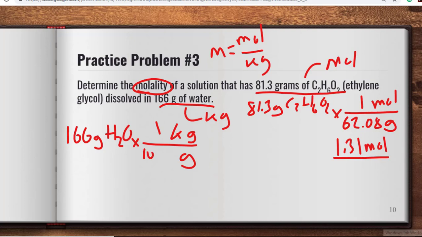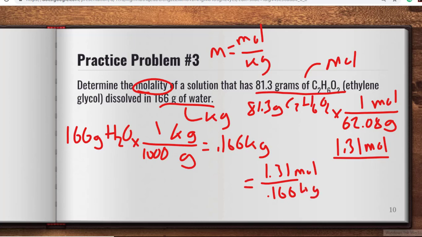1 kilogram for every 1,000 grams. So we do our math here. We're going to get 0.166 kilograms. And all we need to do is take our moles and divide by kilograms. So we're going to take 1.31 divided by 0.166. That's moles over kilograms. And we're going to get our molality, which remember is represented by a small m. Using correct significant figures, we're going to have 7.89 and little m, molal, that's kind of the shortened term for it, is molal, of C2H6O2.